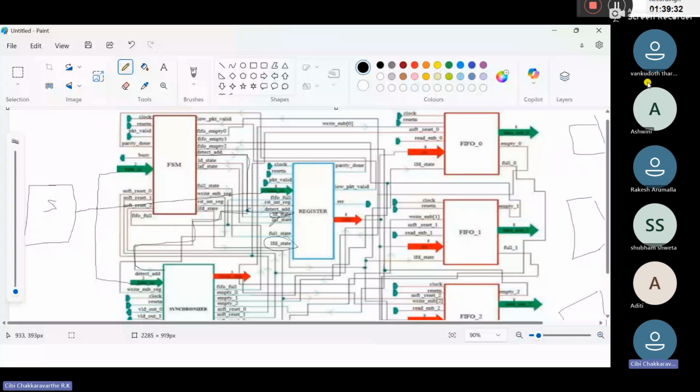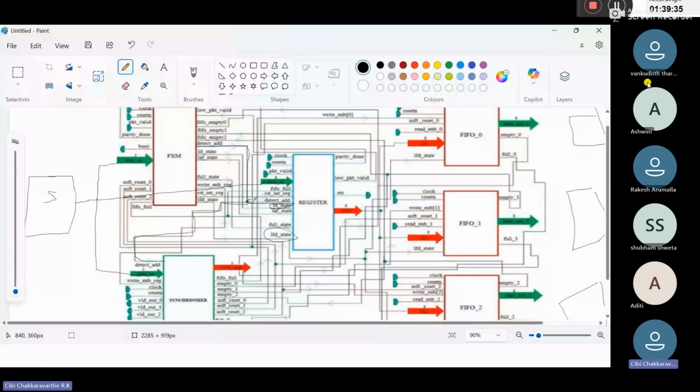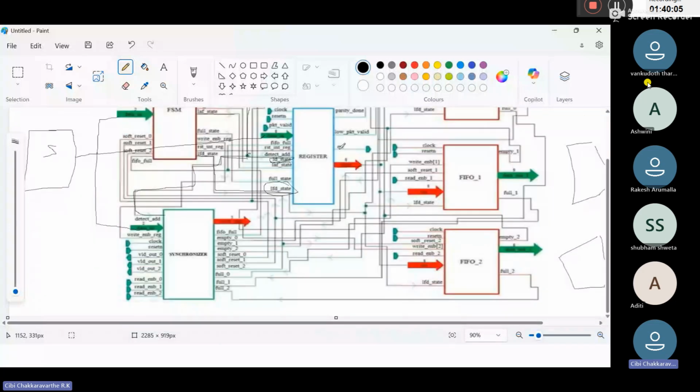Then see here, after detect address is asserted, in our FSM we will receive, where to see, the last signal of the FSM, that is load first data. It will be given to the register. So this register will load the first data, based on the address. For our example, let's consider 342. So it is going to load the data. First it will load the address and then load the data, and it will be given to this 342.